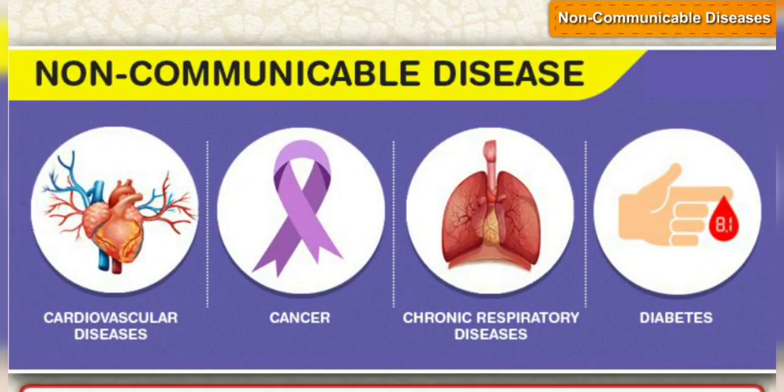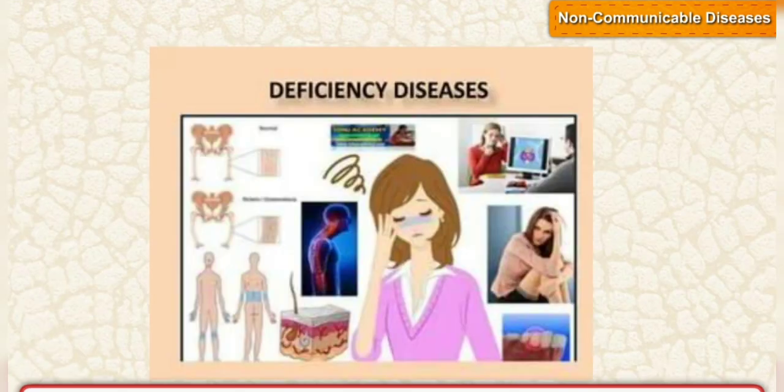Non-communicable diseases. The diseases that do not pass from one person to another are called non-communicable diseases. Some non-communicable diseases are caused due to lack of particular vitamins or minerals in the body. Such diseases are called deficiency diseases. The table below lists some deficiency diseases, causes, symptoms, and their preventive measures.